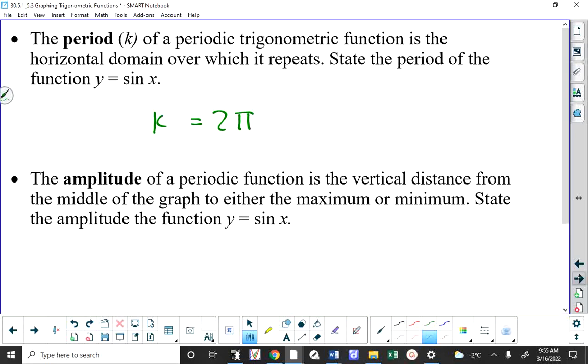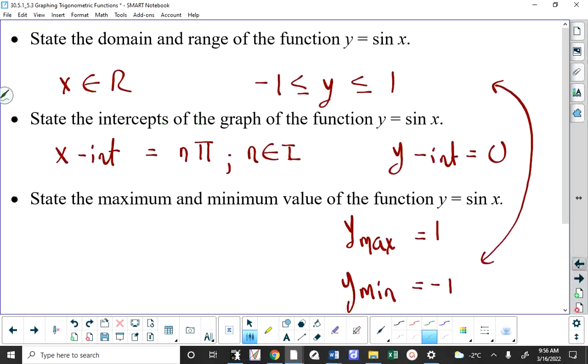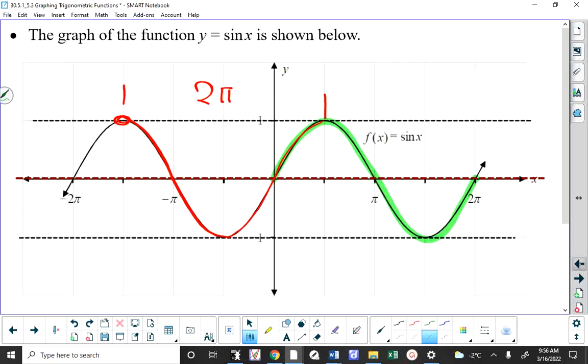The amplitude of a periodic function is how far it is from the middle of the graph to the maximum or the minimum. So in other words, this is what we call the amplitude, and we use capital A for the amplitude. This distance is the amplitude. The amplitude is 1 because the minimum to the middle, that distance is 1, and the middle to the top is 1. There's no direction with amplitude. Amplitude is how far it is, so the amplitude is 1.